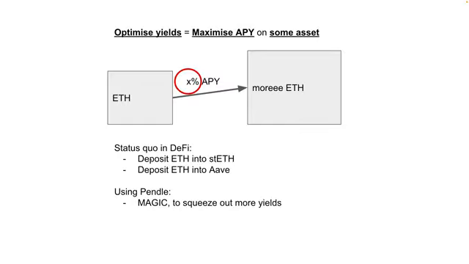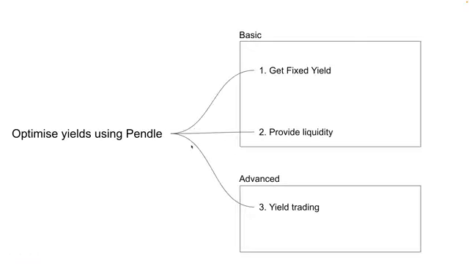So without further ado, let's dive into how to optimize your yield using Pendle, right? In general, there are three ways to optimize yield using Pendle. The first two ways are more basic and beginner friendly. However, I will claim that you will already beat most users in DeFi just knowing these two. The two basic ways are to get fixed yield and to provide liquidity into Pendle.